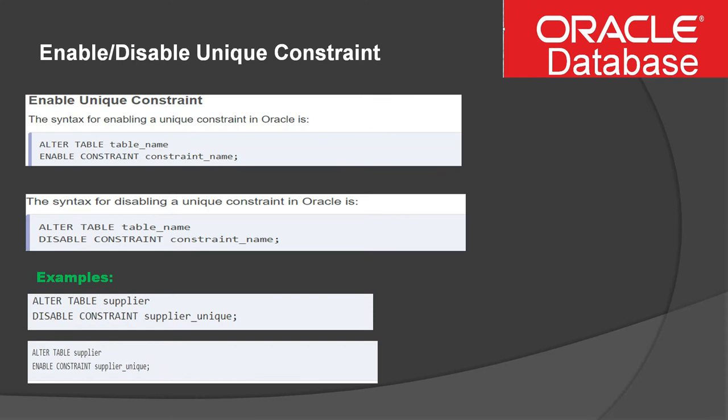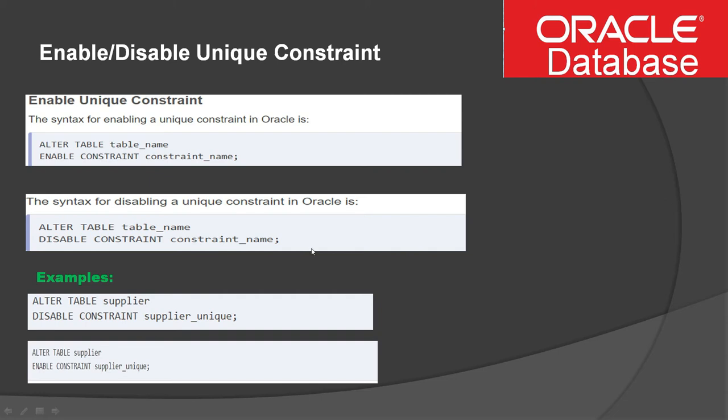Now let's say you have already defined some unique constraint, but you don't want to drop it, you just want to disable it, and again enable it later. That is also a provision in the database. To enable or disable a unique constraint, you can use the alter command. Here it is alter table, then table name, and then you specify either enable or disable. When you define a unique constraint, by default it is enabled. At a later point of time, if you want to disable it, you can use disable constraint and then pass the constraint name. These are the examples given below.